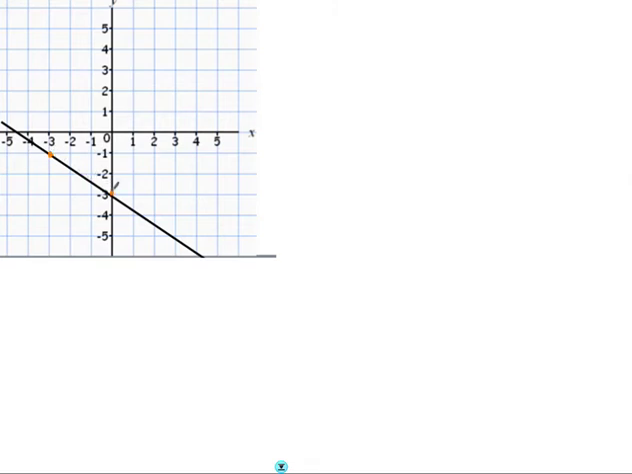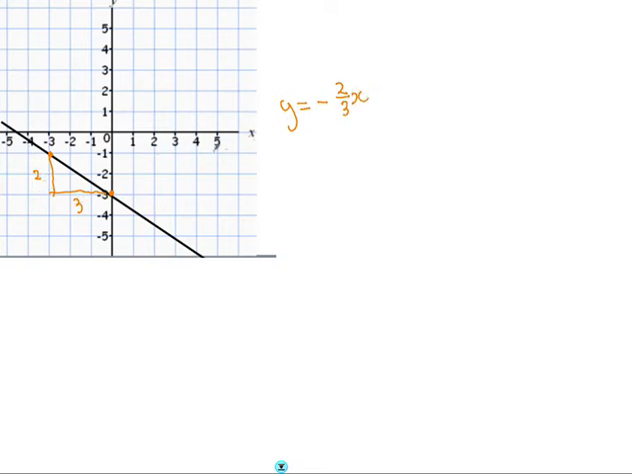And this is a good point. Straight away you can tell your gradient's going to be a negative. Your rise is 2, your step is 3. So y is equal to the gradient, which is rise over step, and it's a negative gradient, so just write minus rise over step. Rise is 2 over step.